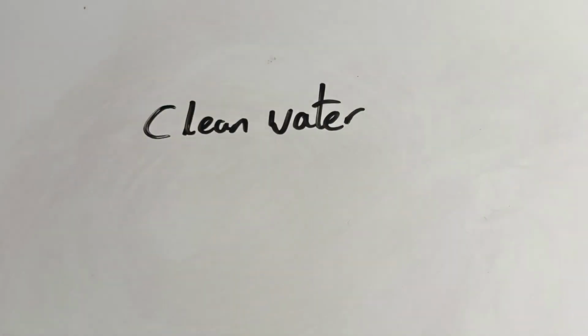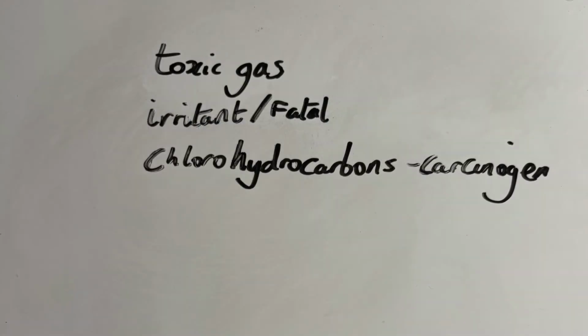Now, chlorine can be used to create clean water. It does have some disadvantages though. Chlorine gas is very toxic, it can be an irritant or it can be fatal, and you have the chance to generate chlorohydrocarbons, which have been linked to cause cancer. Now, obviously these are bad, but it is much worse to drink unclean water with pathogens and things like that in it than it is to risk these.